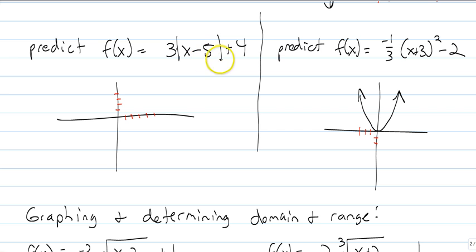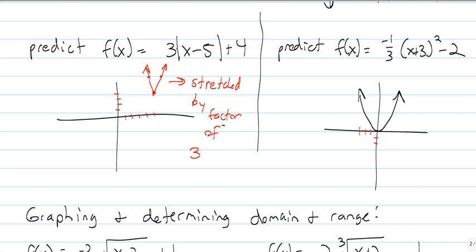I have an absolute value. The vertex is at 5,4, which is right here. And this is pulled up by a factor of 3, so the slope is now 3. And it's facing up. So this looks like this. And again, this is stretched upward.